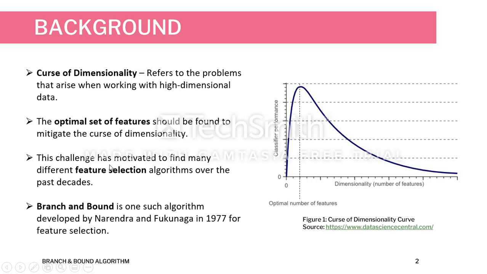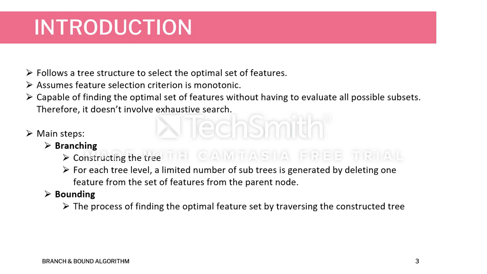This challenge has motivated many different feature selection algorithms over the past decades. Branch and bound is one such algorithm, developed by Narendra and Fukunaga in 1977 for feature selection. Basically, the branch and bound algorithm is used for minimization problems. So this is a brief introduction to the algorithm.